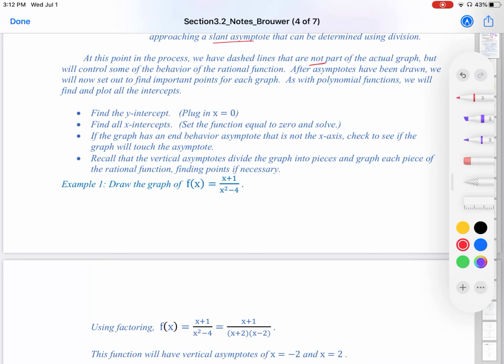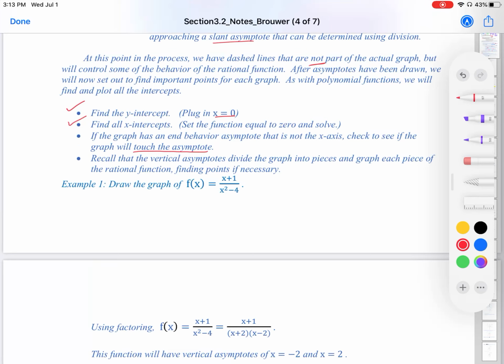After asymptotes have been drawn, we will now set out to find important points for each graph. As with polynomial functions, we will find and plot the intercepts. So remember, to find the y-intercept, you let x be 0. To find the x-intercept, you let y be 0, or f of x. Third bullet point, if the graph has an end behavior asymptote that is not the x-axis, just check to see if the graph will touch the asymptote. It may touch or cross it.